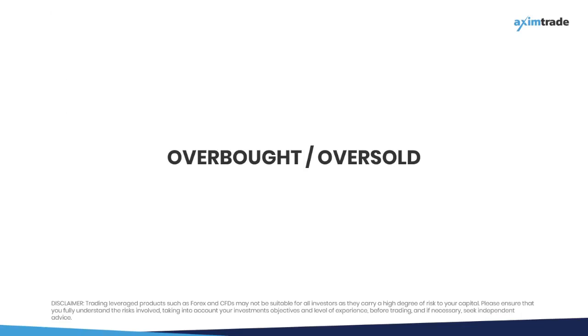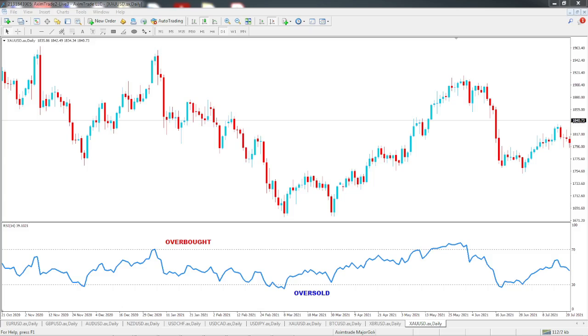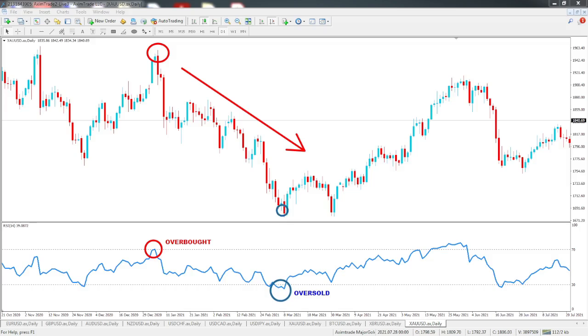Overbought and oversold. The most common RSI trading strategy is to look for overbought and oversold extremes. This means that traders focus only on short position when the RSI indicator rises above level 70, and traders focus only on long position when the RSI indicator falls below level 30. The logic behind this strategy is that when the market rallies too much, it's more likely to make a pullback. On the other hand, if the market falls too much, it's more likely to make a bounce.